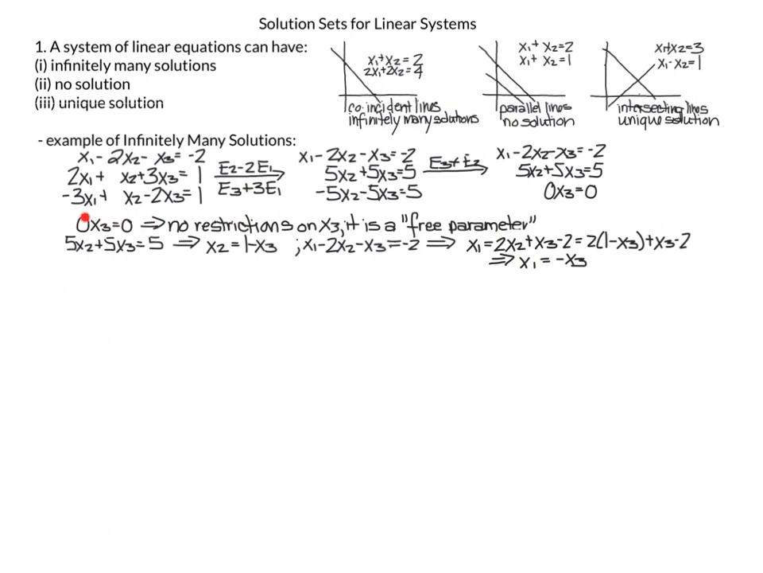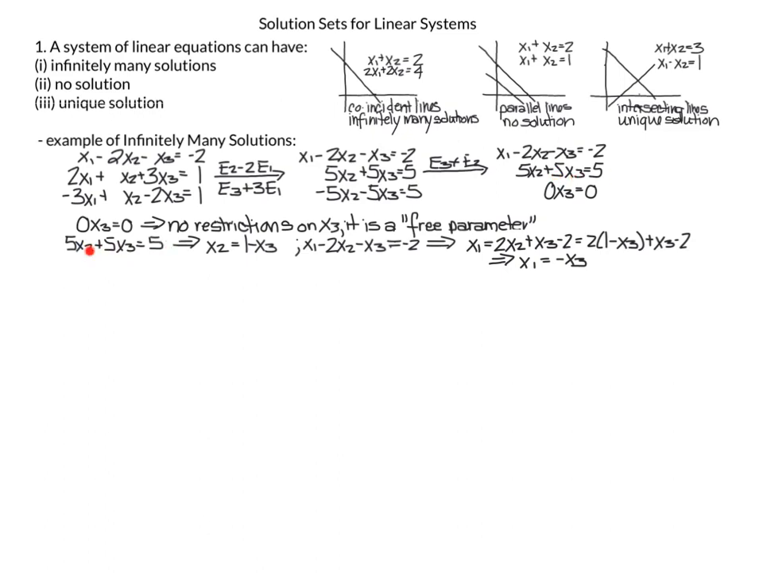Well, any x3 will satisfy this condition here. So there are no restrictions on x3, and it's what we call a free parameter. So now we're going to solve for x2 and x1 in terms of x3. Once we choose x3, then that will determine x1 and x2. So here I have 5x2 plus 5x3 equals 5.